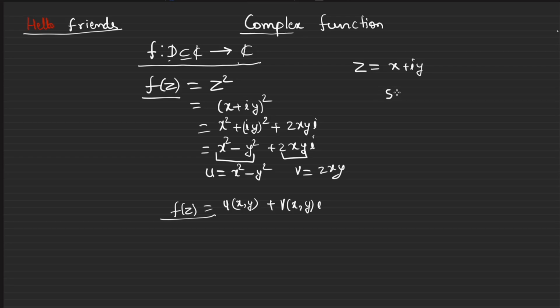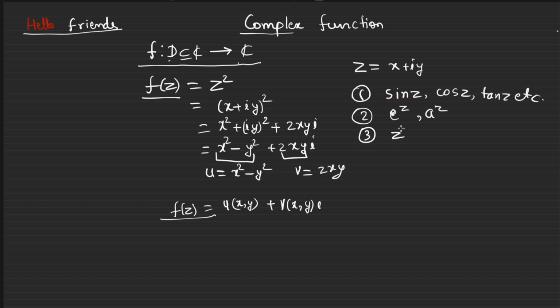All trigonometric functions, that is sin z, cos z, tan z, etc. So the first type of function is trigonometric function. Second is exponential function, that is e to the power z, a to the power z. This type of function is called exponential function. Next is polynomial function, that is z squared, a z squared. This type of function is called polynomial function. These are complex valued functions.